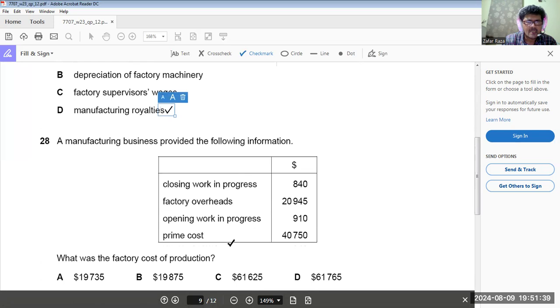Okay. A manufacturing business provides the following information: closing work in progress 840, factory overheads 20,945, opening work in progress 910, prime cost 40,750. What was the factory cost of production? COP, cost of production. How to calculate? Prime cost 40,750 plus factory overhead 20,945 plus opening work in progress 910 minus closing work in progress 840, 61,765. D option should be the answer.